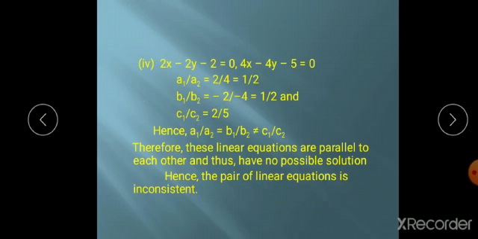Okay. Next we take the fourth example. Same as before, A1 by A2 is equal to B1 by B2 but not equal to C1 by C2. Then it is called parallel lines. So not possible. It is inconsistent.